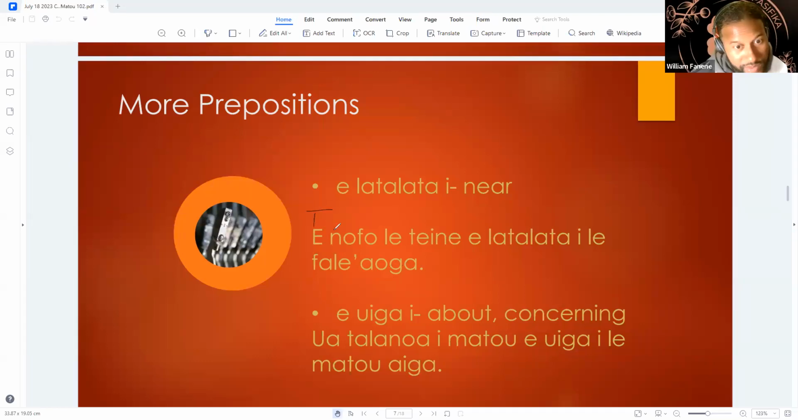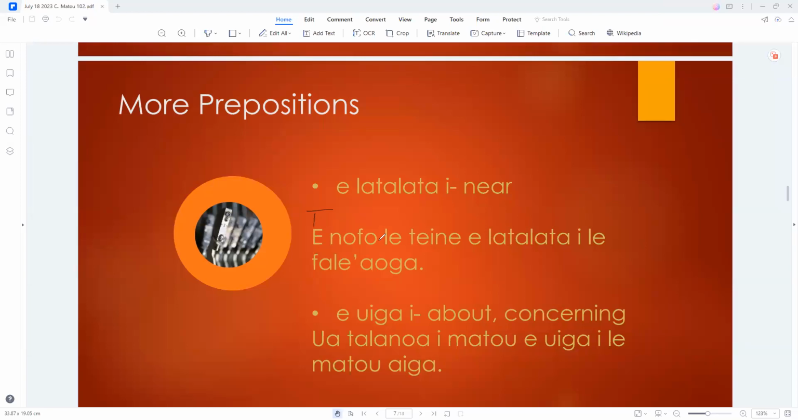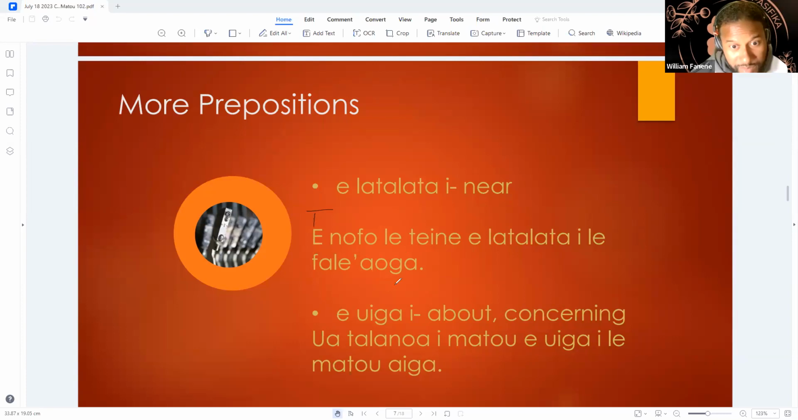So again, just break everything down. The girl sitting near the school. Yep, the girl lives near the school. So in this context, nofo is like to live, to reside. But it could be to sit too, just depending on the context of your conversation. So nofo, so tense, action, and then subject, and then our location is all of this.